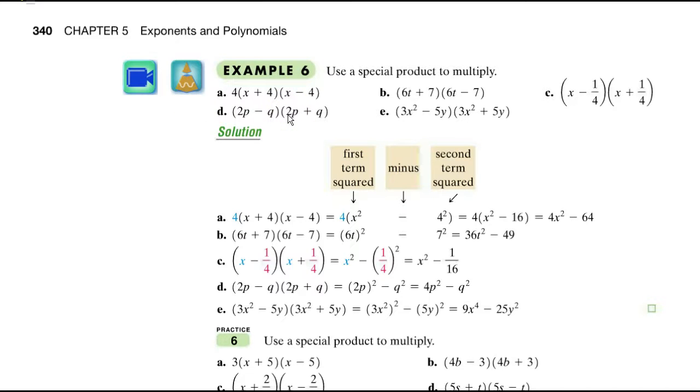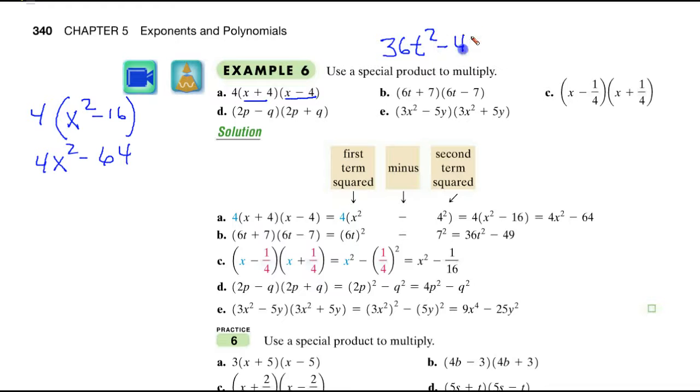Now, notice here we have an example 6a, conjugates. So that's going to be x squared minus 16. But now we have to multiply it by 4. So this becomes 4x squared minus 64. And here, these are conjugates. So it's just going to be 36t squared minus 49.